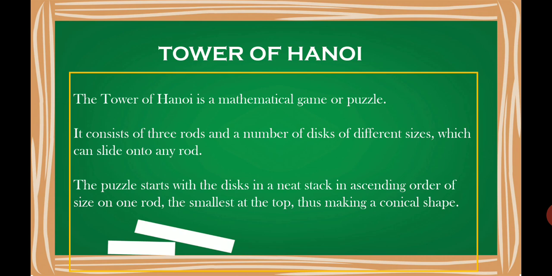The Tower of Hanoi is a mathematical game or puzzle. It consists of 3 rods and a number of different discs which can slide onto another, or you can say it is placed one upon the other. The puzzle starts with the discs in a neat stack in ascending order of size on one rod, the smallest at the top, thus making a conical shape. I'll show you the image and I'll explain you one example as well.